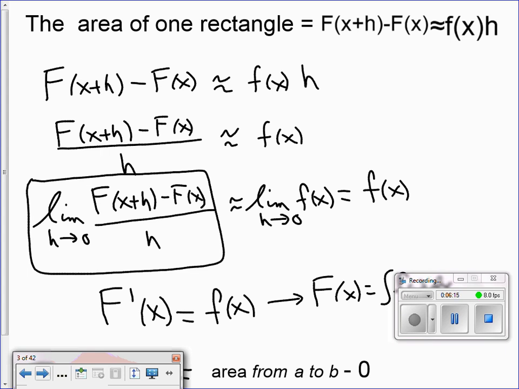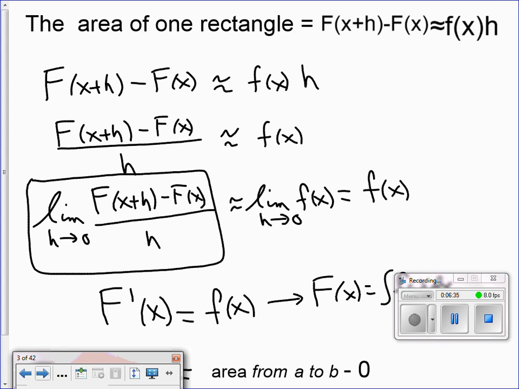Okay? But when we take the limit as h approaches 0 of this side, we get some crazy flashbacks, don't we, kids? Look at this in here. This reminds us of something. What is this? That's the definition of the derivative.